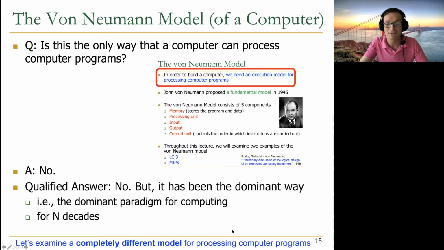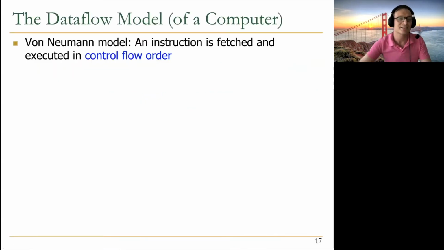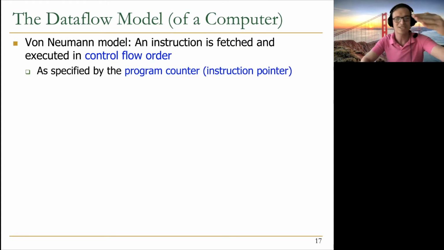Basically, a completely different model for processing computer programs. And that's going to be the data flow execution model of a computer. Let's basically talk about these two models. Von Neumann model, as we discussed, an instruction is fetched and executed in control flow order, as specified by the program counter. I like the name instruction pointer because you point to an instruction in memory, right?